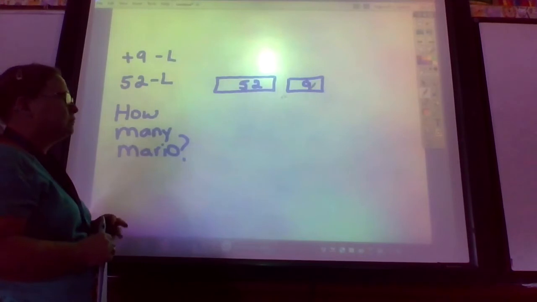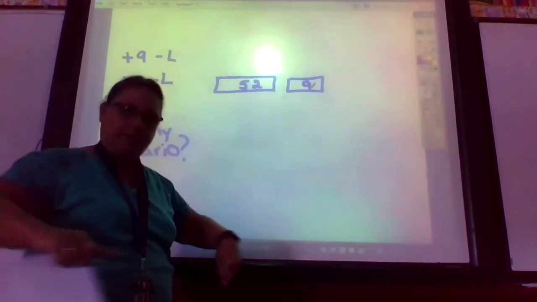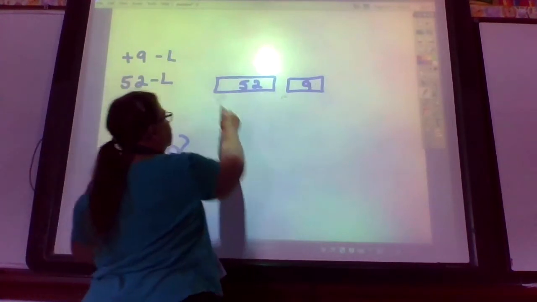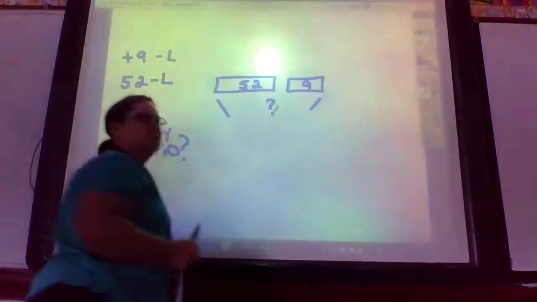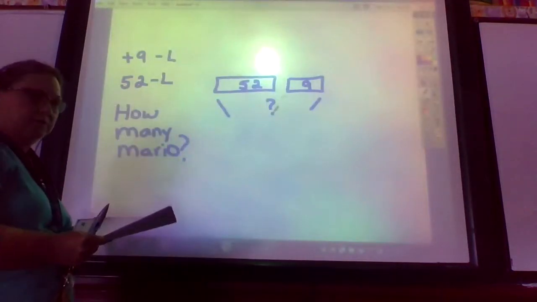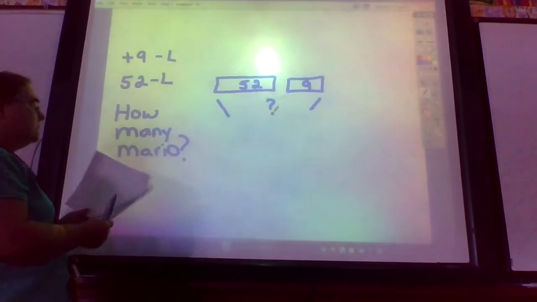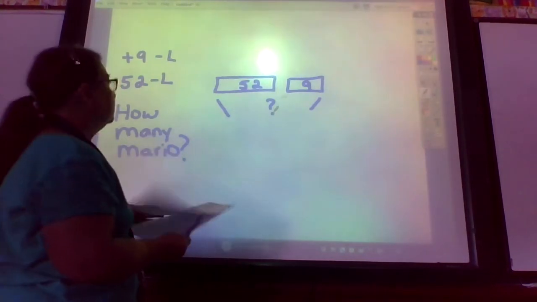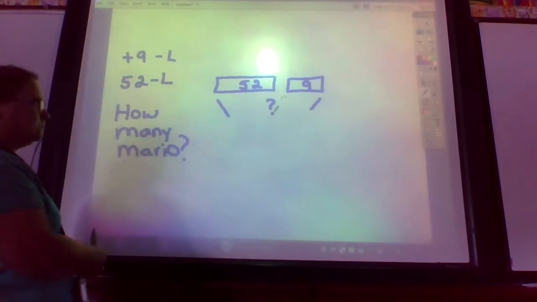We have to subtract. So if we're going to subtract, we need a roof for a basement. We need that basement number, right? And that is going to give us Mario's amount of books, okay? So let's go on and set this up as subtraction.